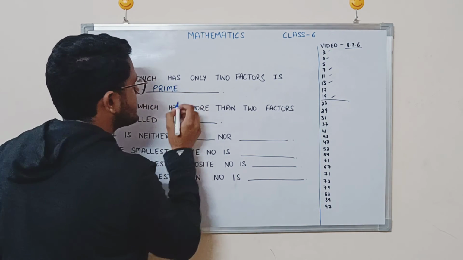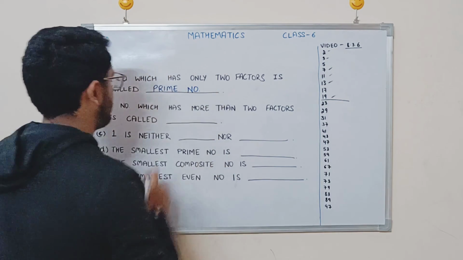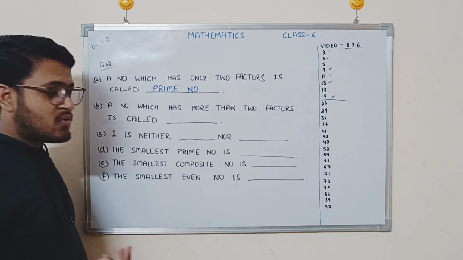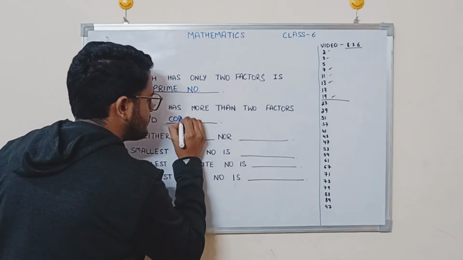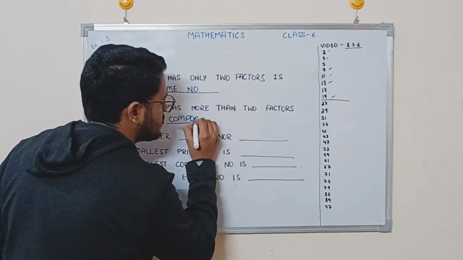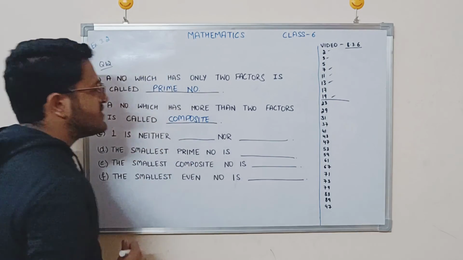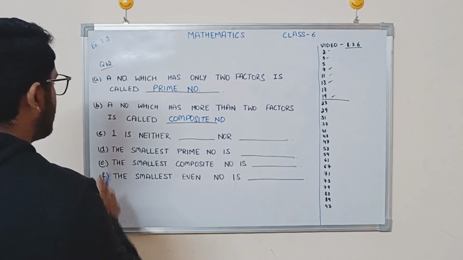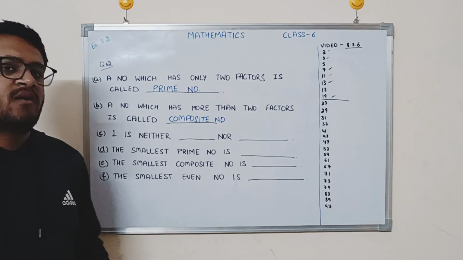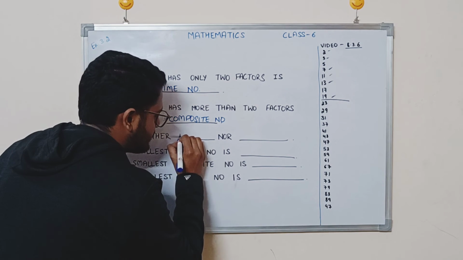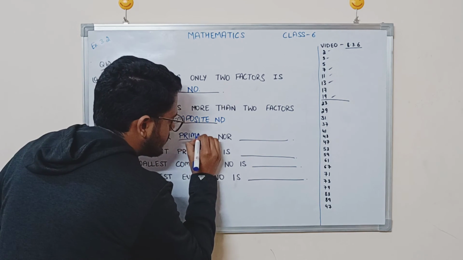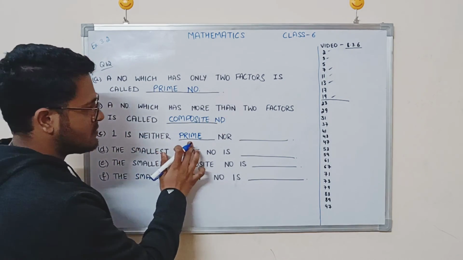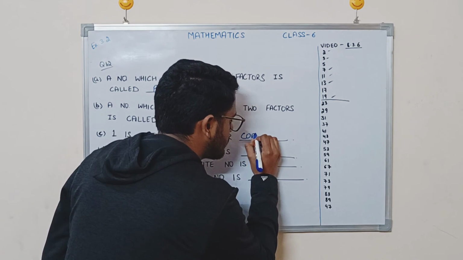We are already doing this, prime number. A number which has more than two factors is called what? A composite number, right? Even the definition of a composite number says a number having more than two factors is called a composite number. Now the next part: one is neither dash nor dash, neither prime nor composite. We have already discussed this, right? One is neither a prime number nor a composite number.